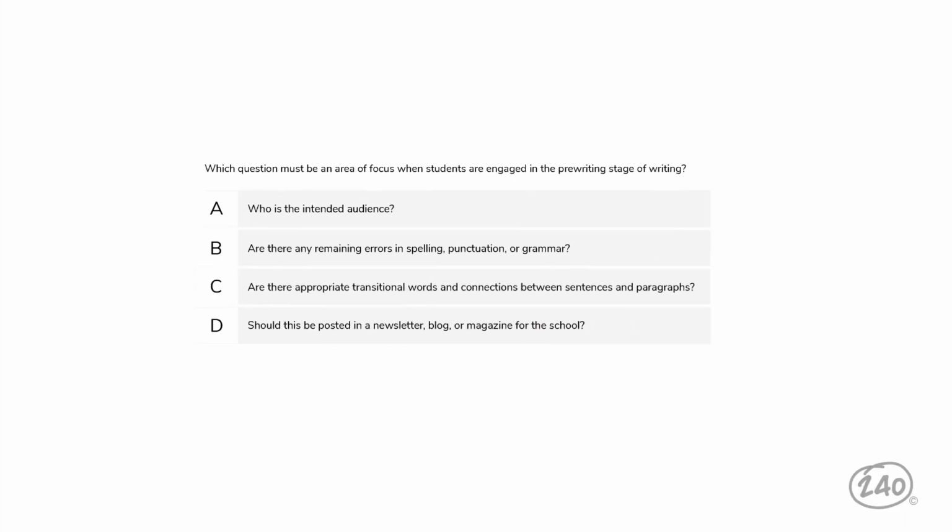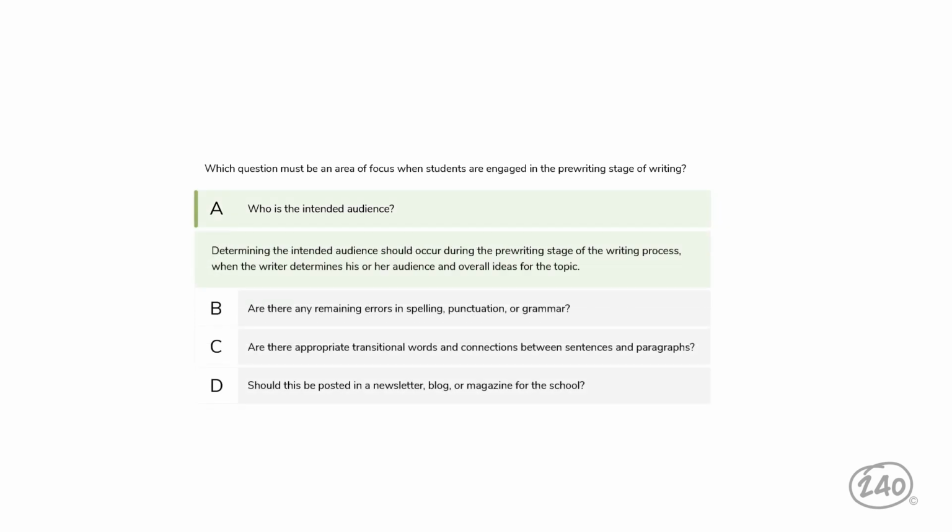Now let's take a look at a question about oral and written communication. Which question must be an area of focus when students are engaged in the pre-writing stage of writing? Who is the attendant audience? Are there any remaining errors in spelling, punctuation, or grammar? Are there appropriate transition words and connections between sentences and paragraphs? Or should this be posted in a newsletter, blog, or magazine for the school? This is the one we want. Determining the intended audience should occur during the pre-writing stage of the writing process when the writer determines the overall ideas for the topic. Almost there.